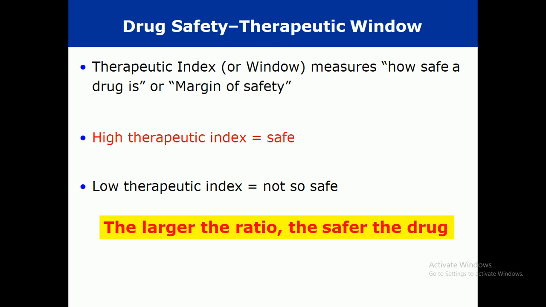Now come to drug safety, or therapeutic window. It can be defined as the therapeutic index or therapeutic window. It measures how safe a drug is, the margin of safety, which is called drug safety. If a drug has a high therapeutic index, it means the drug is safer. If the therapeutic index of the drug is low, it means the drug is not safe. The larger the therapeutic ratio, the safer the drug.